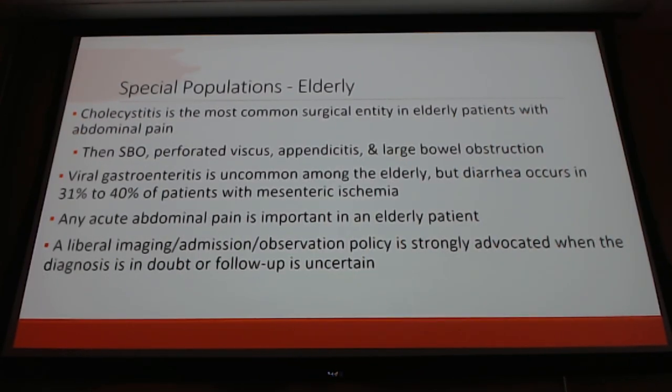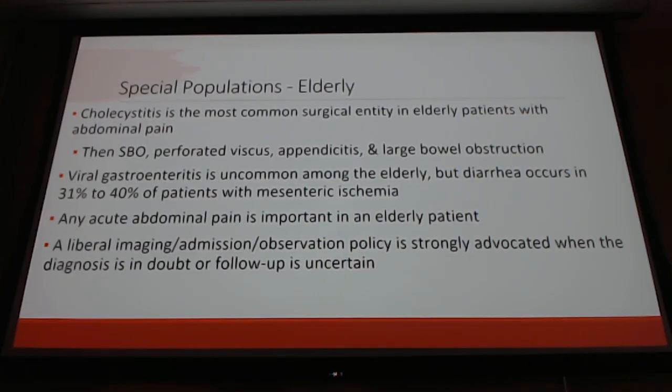Cholecystitis, number one surgical entity in the elderly patients. Everybody thinks that when they hear that, what is it, female, fertile, fat, flatulence? No. So right here, it is an older person's disease. So just be aware, viral gastritis is very uncommon, but we do see diarrhea with a mesenteric ischemia. Again, these people present very atypically.